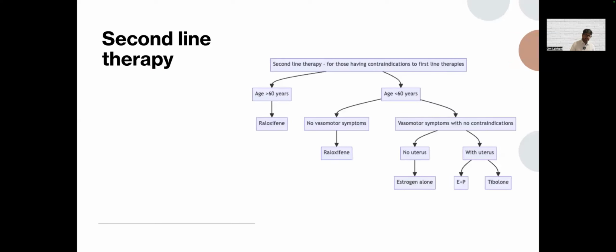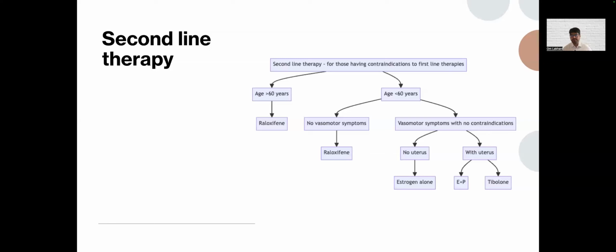Let's look at some second line therapy. If the patient has some contraindications to first line therapy, you can consider putting the patient on a second line therapy. Remember, chronic kidney disease used to be a contraindication, but denosumab is safe in patients with CKD also, so that's not a contraindication. Generally, if you have an atypical femur fracture, or a patient who has osteonecrosis of the jaw or some such history, then you can consider using a second line therapy. But most of the time, we don't require second line therapy.